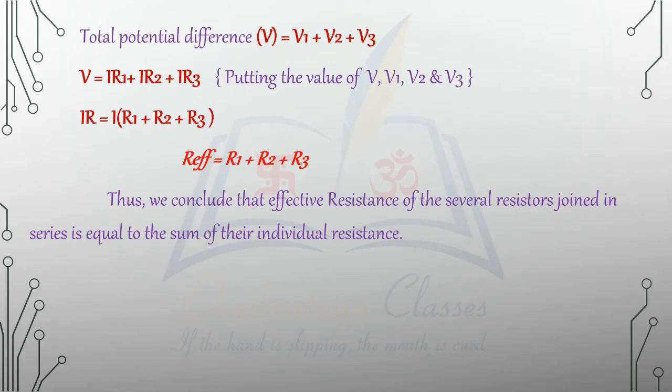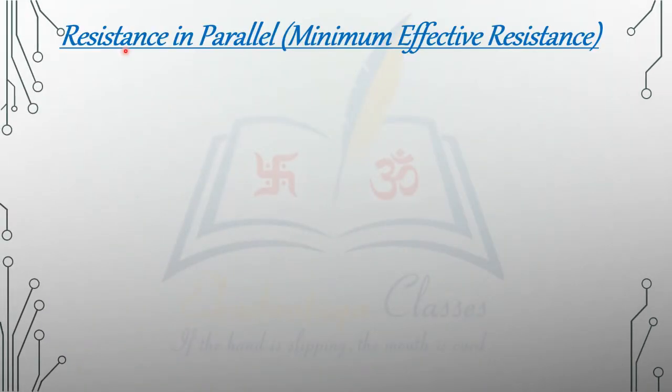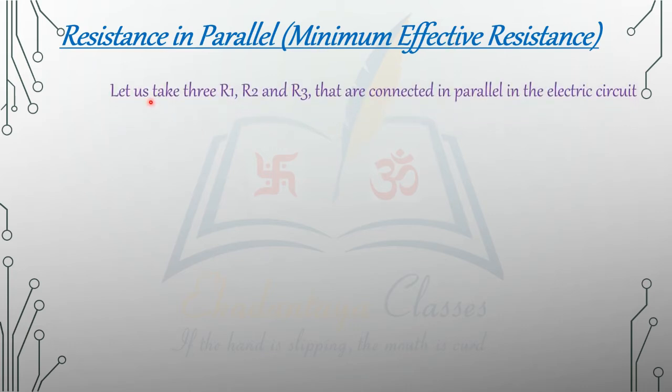Let's derive another one: resistors in parallel, which give the minimum effective resistance. Series was the maximum effective resistance. This is the minimum effective resistance. Let us consider three resistances connected in parallel, just as before we connected them in series.